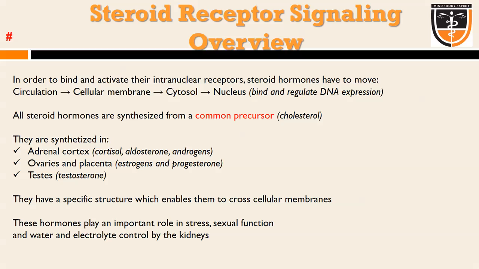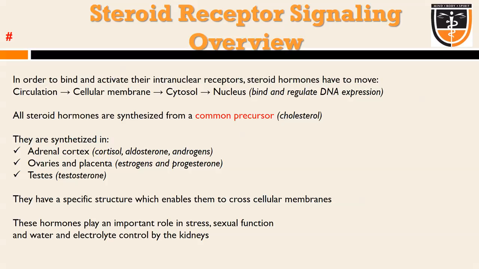So now let's look at it. In order to bind and activate the intranuclear receptors, steroid hormones have to travel. These guys are travelers, okay? So they need to go all the way from circulation through the cellular membrane, through the good old cytosol, all the way to the nucleus, where they bind and regulate DNA expression. But remember that these steroid hormones are all made from cholesterol. That's why cholesterol is not that bad for you. So that's a precursor. They're cholesterol-made, steroid compounds.